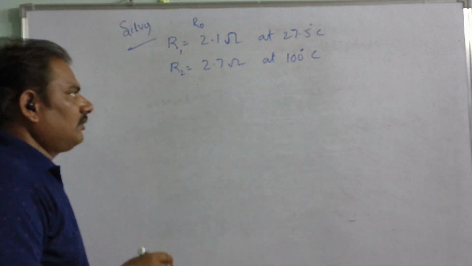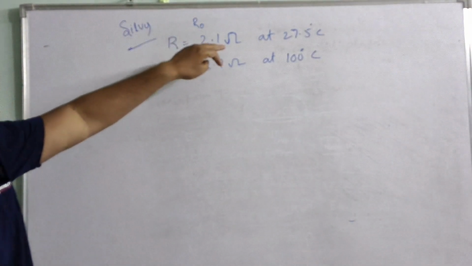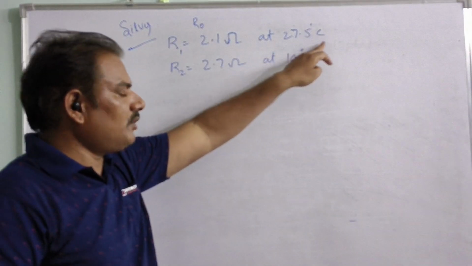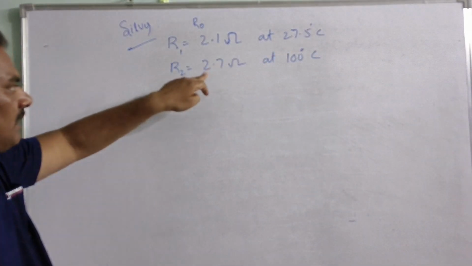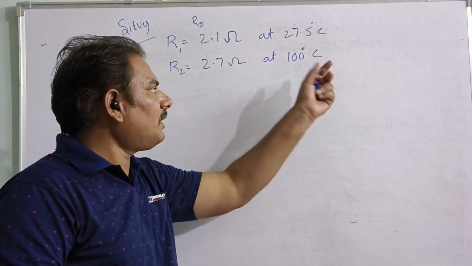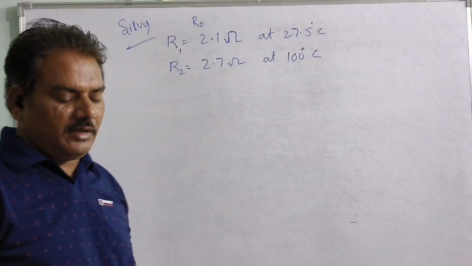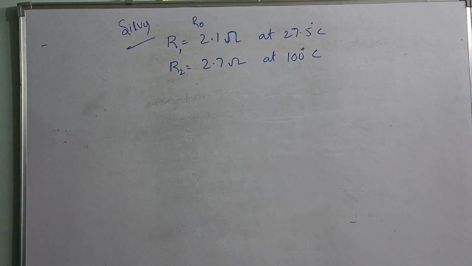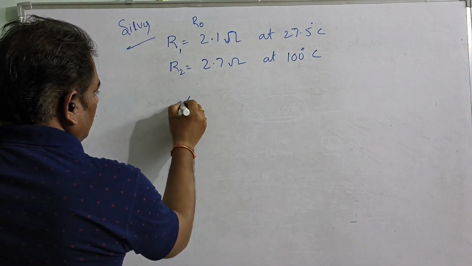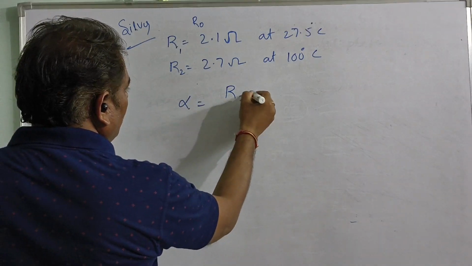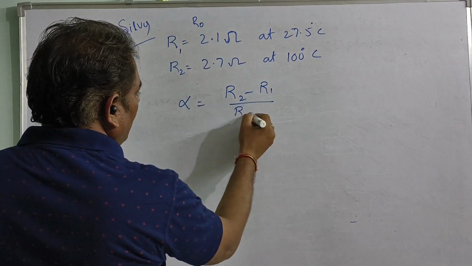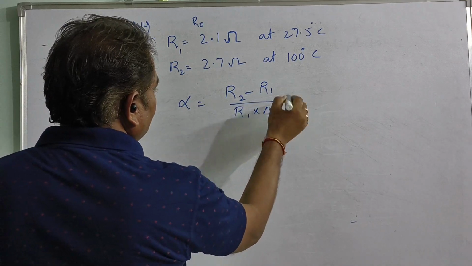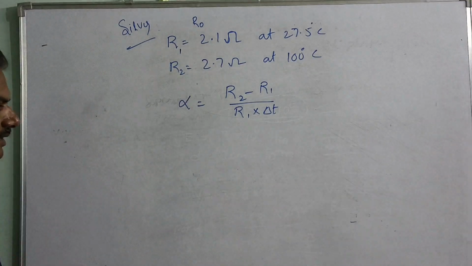Simply, R1 and R2. Resistance is 2.1 ohm at temperature 27.5 degrees centigrade. Resistance 2.7 ohm and temperature is 100 degrees centigrade. What is the alpha value, the coefficient of resistance of the wire? That equals R2 minus R1 by R1 into delta T.